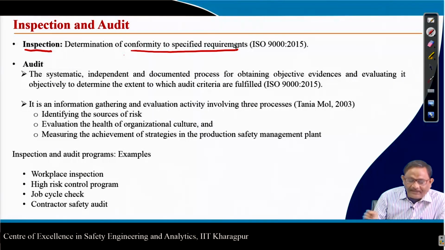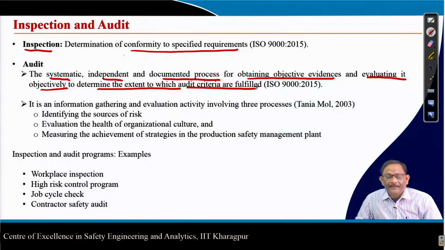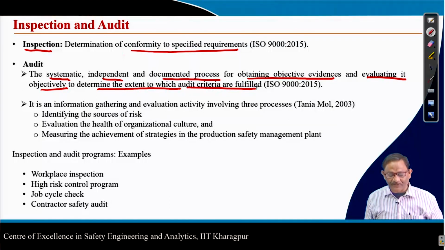Audit, on the other hand, is a systematic, independent and documented process for obtaining objective evidence and evaluating it objectively to determine the extent to which audit criteria are fulfilled. So there are overlaps definitely between inspection and audit from the purpose point of view.